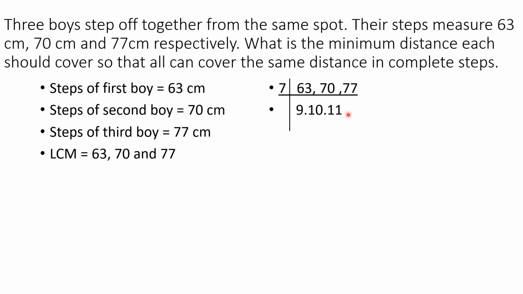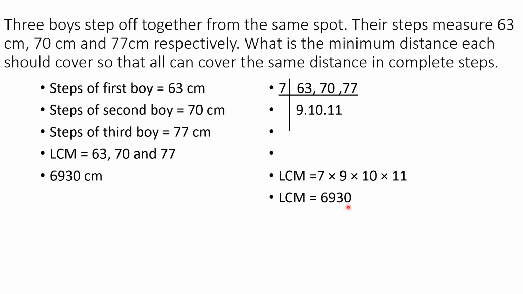Now there is no common divisor for all, even not for any 2. So we will stop here, and LCM will be 7 multiplied by 9 multiplied by 10 multiplied by 11. It means 6,930 centimeter. So this is the minimum distance, right? And we can convert it into meter also, 69 meter 30 centimeter.